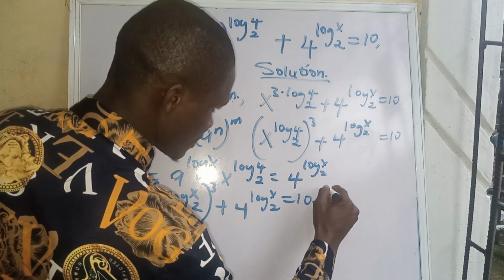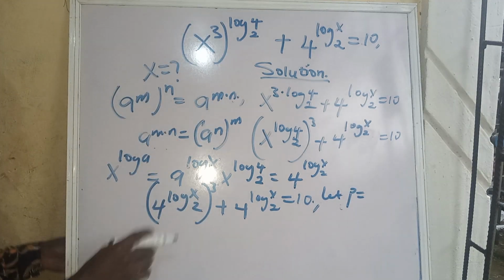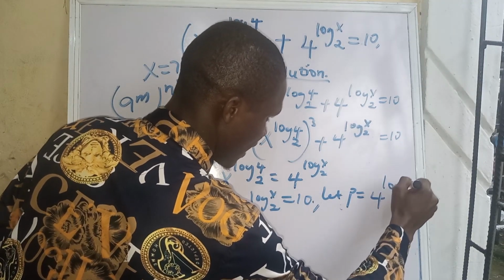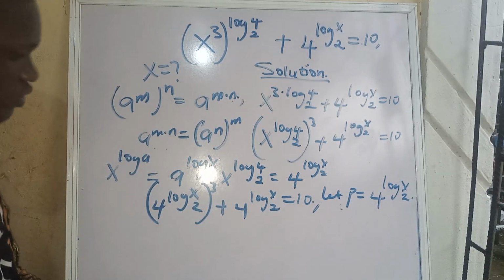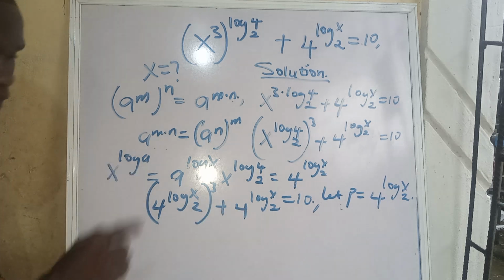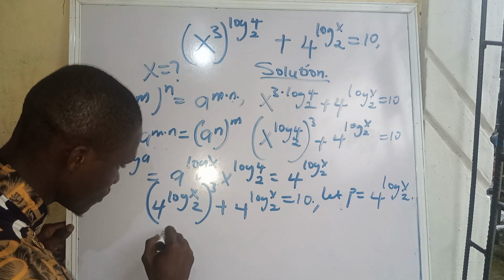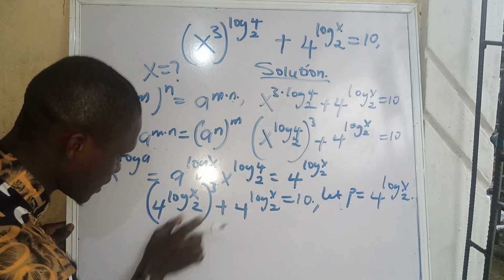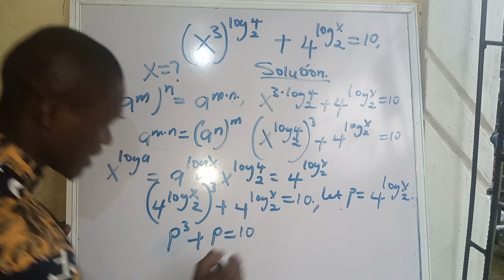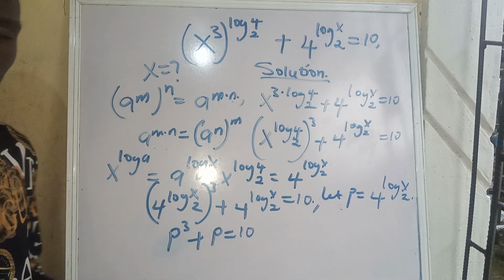let p equal 4 to the power of log x to base 2. So wherever we see 4 to the power of log x to base 2, we are putting p there. If we do that, we are going to have p to the power of 3 plus p equals 10. So we are now having a polynomial equation, p^3 + p = 10.